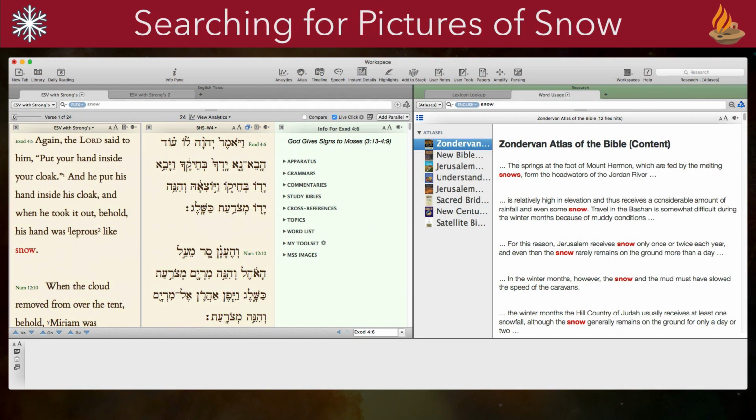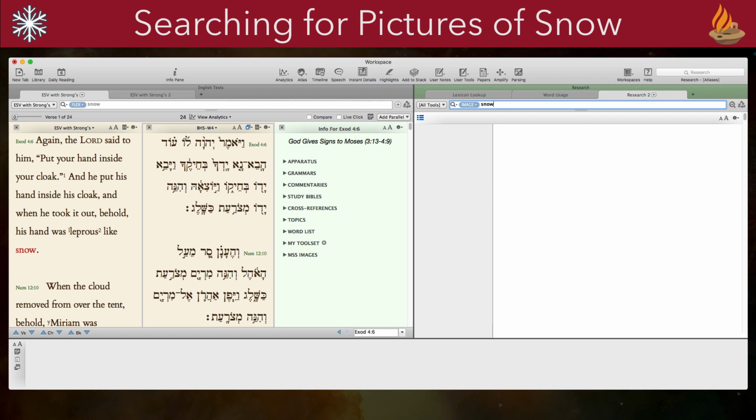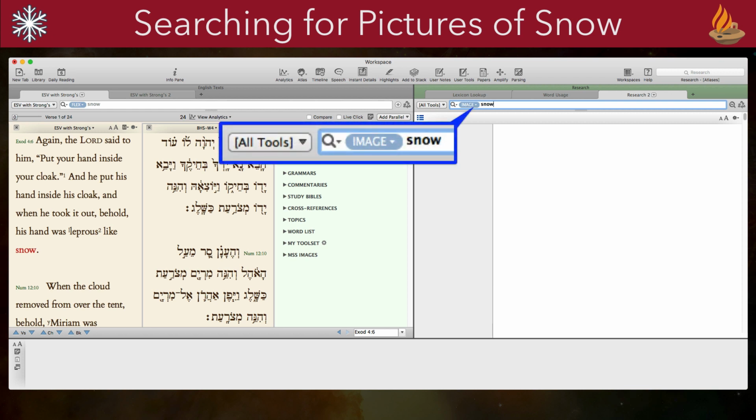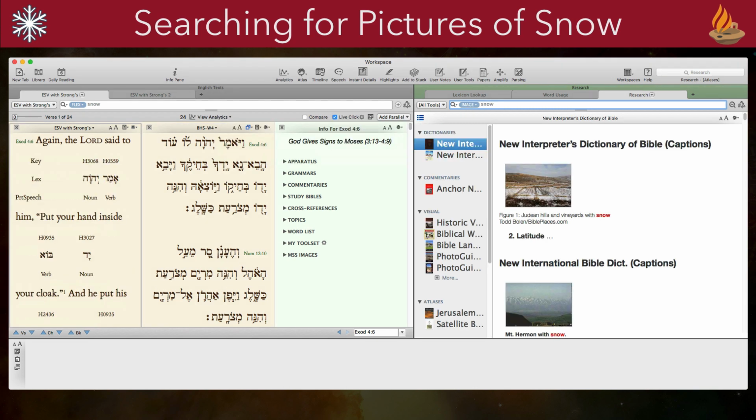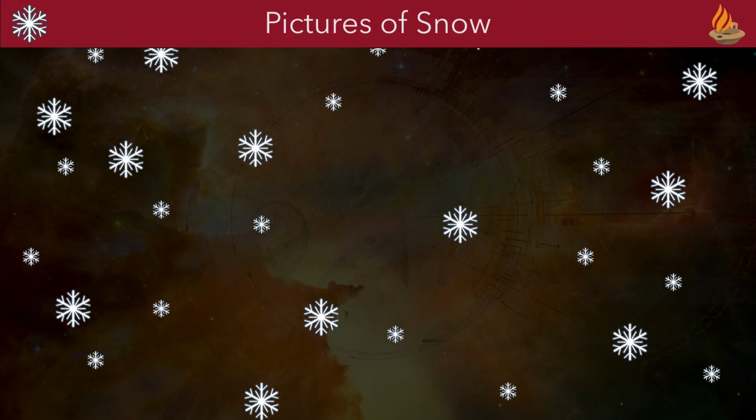The last step in our study is to find pictures of snow, which we're going to do by adding another research tab. Not all resources with pictures are in the library folder Visual, so we're going to choose to search All Tools for any image caption containing the word snow. And here are our results. Pictures of snow.